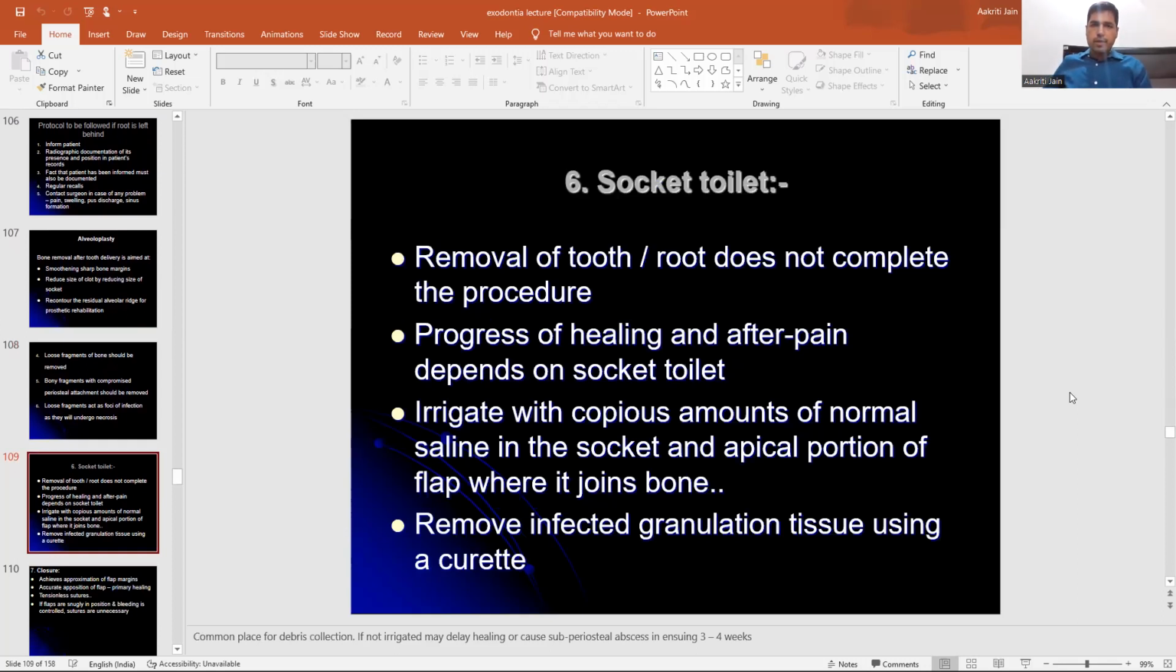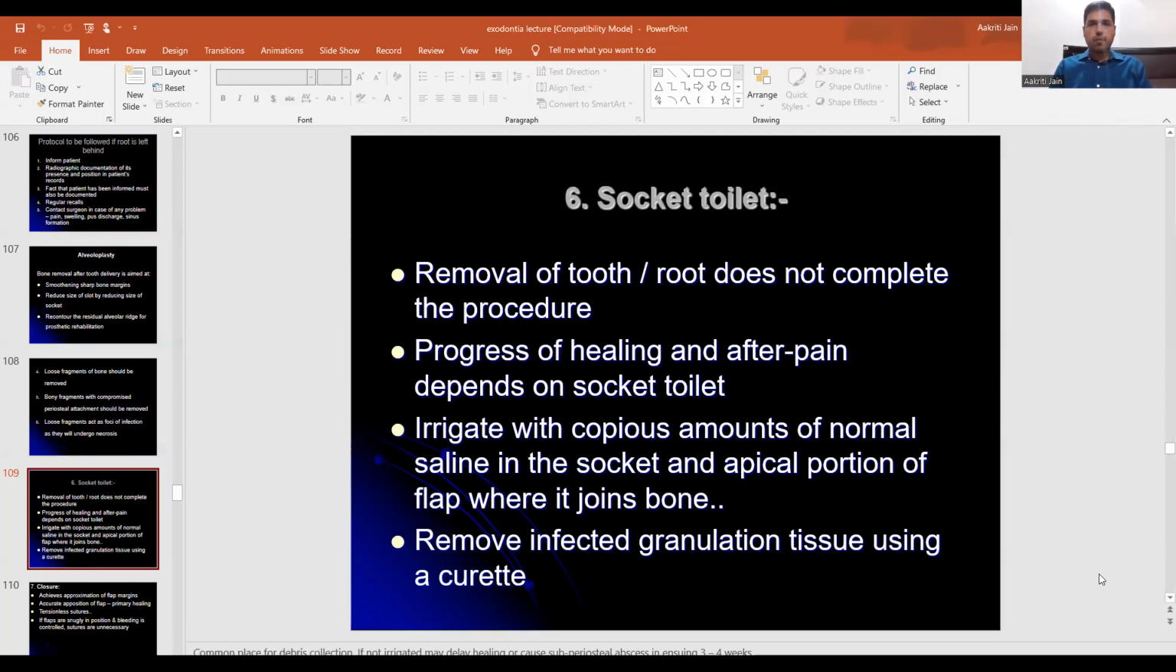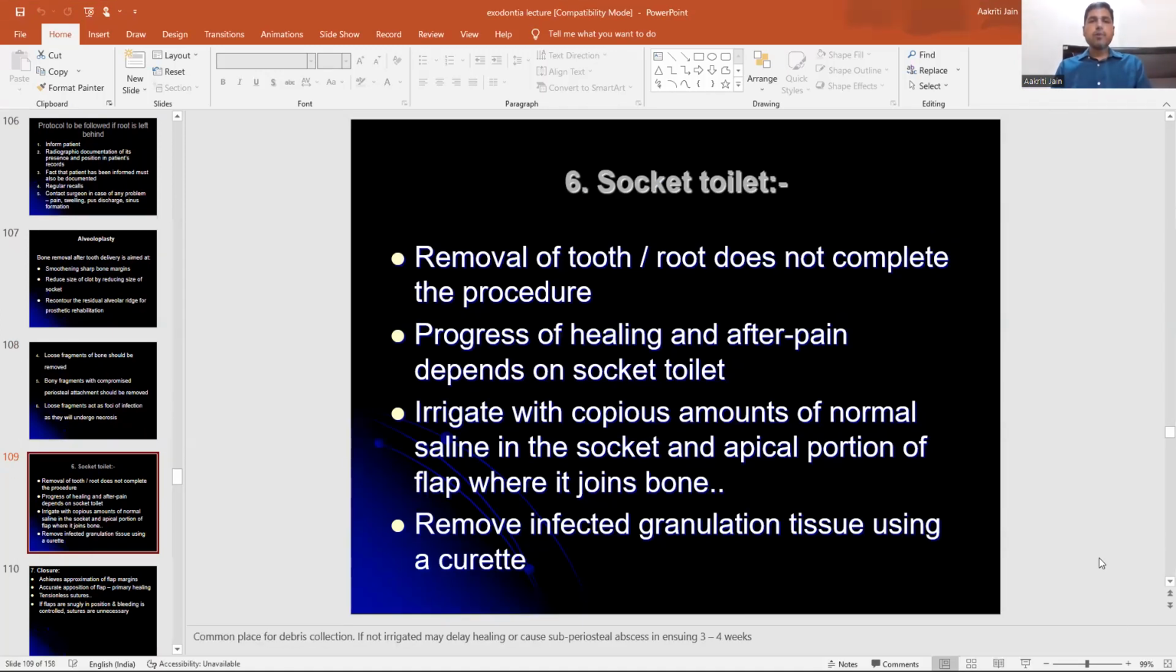Now the next point is socket toileting. Remember that removal of the tooth does not complete the procedure. Healing and post-operative pain depend on socket toileting. Irrigate with a copious amount of normal saline in the socket and at the apical portion of the flap where it joins the bone. Remove infected granulation tissue using a curette.